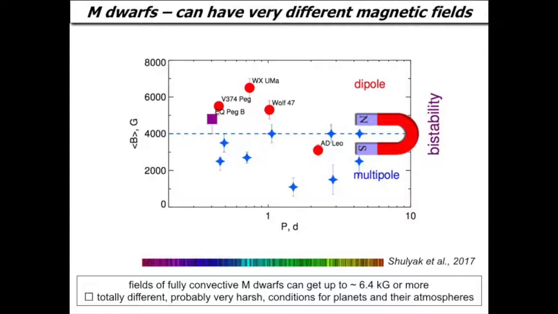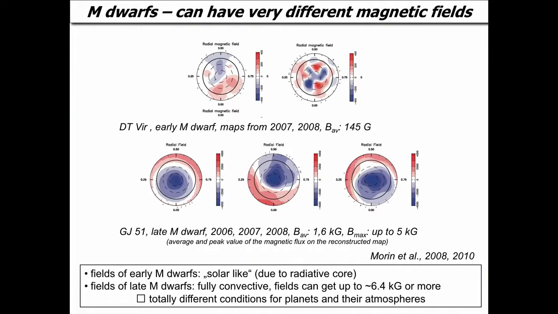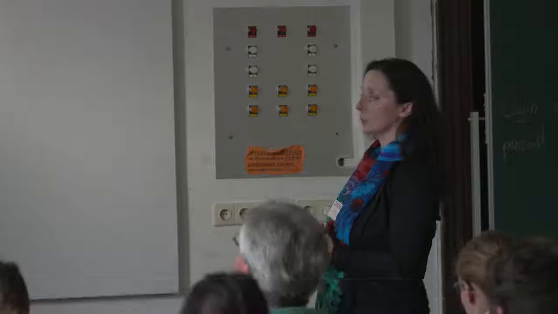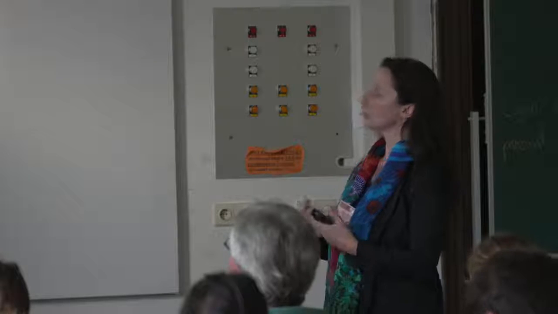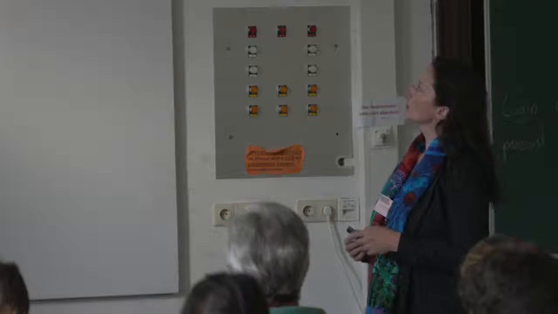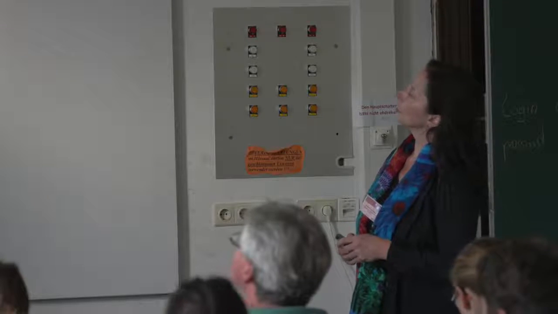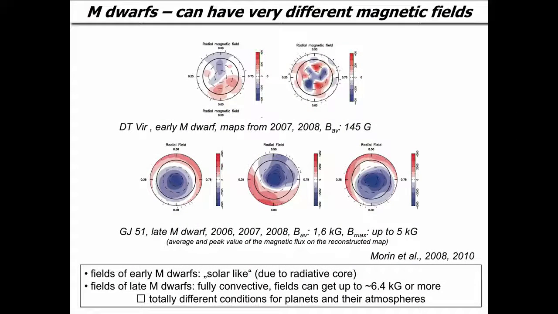And this is again another plot to show you how different magnetic field signatures for M dwarfs can be. On the top you see DT Virginis, an early M dwarf, still having a radiative core. If you remember the slides from the beginning, it has more solar-type magnetic fields with a tachocline alpha-omega dynamo, a rather weak and complex magnetic field.